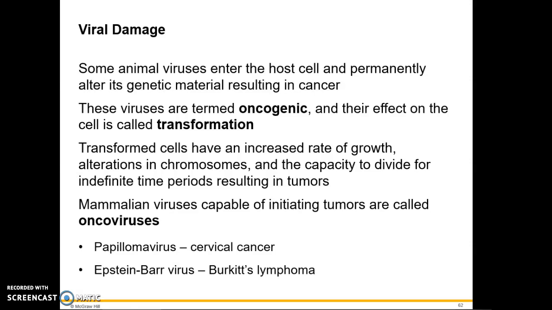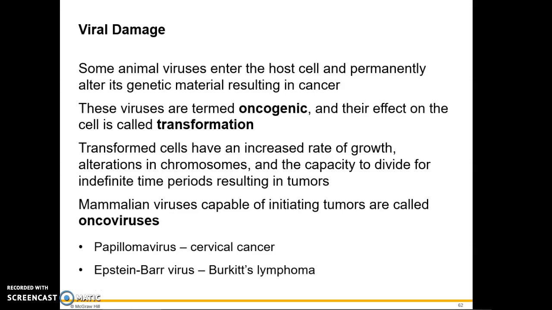And transformed cells that are changed in this way have an increased rate of growth, alterations in the chromosomes, and they have the ability to divide for indefinite time periods, which can result in tumors. That's what a tumor is. It's uncontrolled cell division and it can form masses of tissue. Mammal viruses that are capable of causing tumors are called oncoviruses. So the noun is an oncovirus and the adjective is oncogenic.